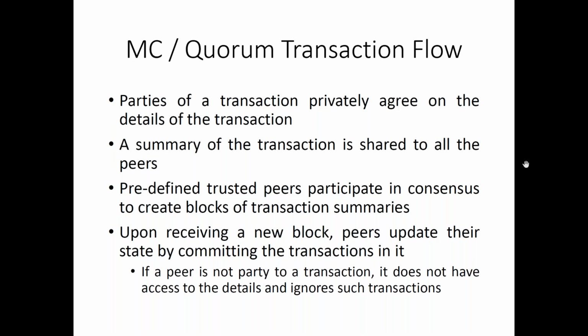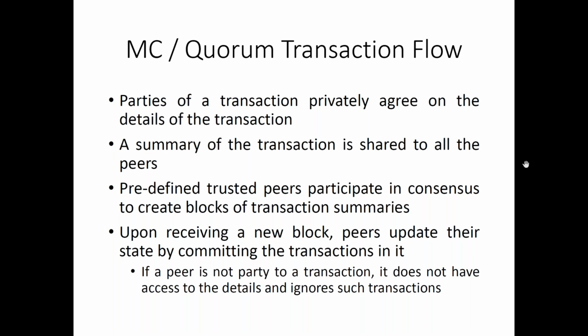So this summary is disseminated in the system using the peer-to-peer mechanism. Predefined trusted peers participate in the consensus process to create blocks of transaction summaries. So who are trusted peers is defined differently in multi-chain and quorum. I'll not go into details, but I just wanted to highlight the fact that there is a notion of predefined trusted peers that is defined in both these systems.